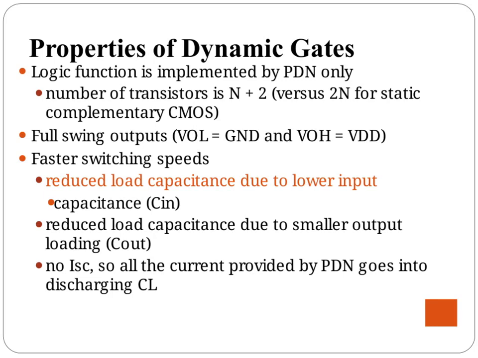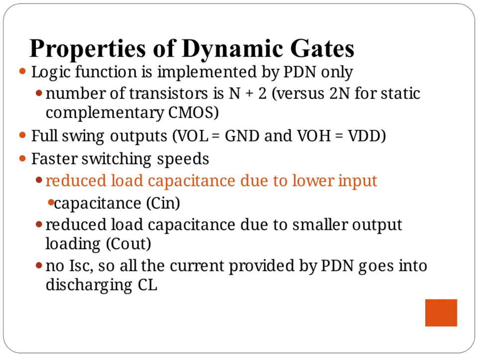Let's dive into the properties of dynamic gates. First, the logic function in dynamic gates is implemented solely by the pull-down network, or PDN, which simplifies the design compared to static gates. Regarding transistor count, dynamic gates require N plus 2 transistors, whereas static complementary CMOS needs twice as many, or 2N, which means dynamic gates can be more efficient in terms of transistor usage. The outputs achieve full voltage swings, meaning the low output voltage hits ground level, and the high output voltage reaches the supply voltage, VDD, ensuring clear signal levels.